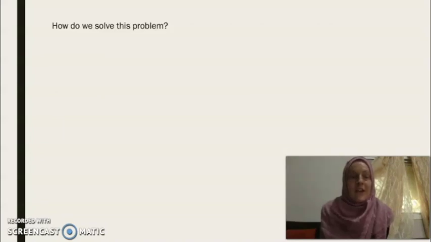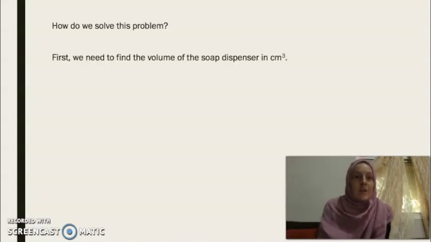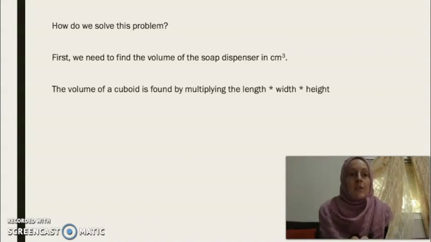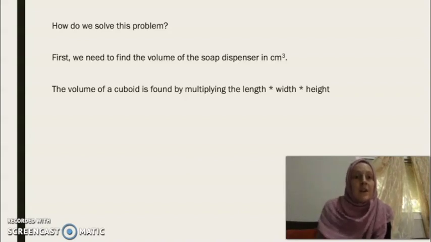All right, now that you've had some time to think about how to solve this problem yourself, we're going to go through it together. The first thing that we need to do is find the volume of the soap dispenser in centimeters cubed. So how are we going to do that? Well, for a cuboid, which is what this shape is called, we are going to multiply together the length, the width, and the height. That's going to give us the volume in centimeters cubed.